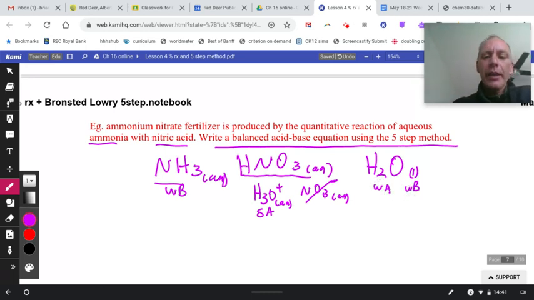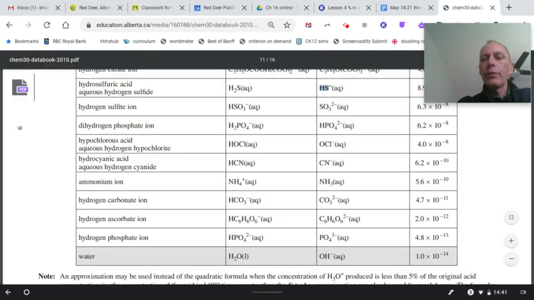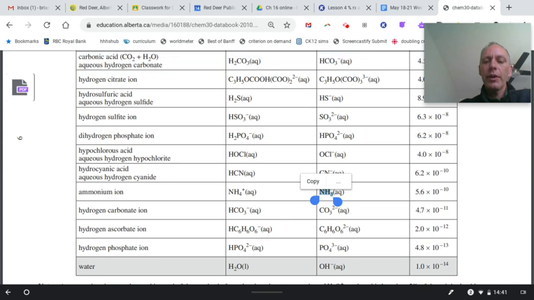So 5-step method, I've gone through and listed all entities present. I've classified them as acids or bases. Now we're going to pick the strongest acid and react it with the strongest base. So our strongest acid is a no-brainer. That's H3O plus. And our strongest base is either NH3 or water. So we go searching, strongest base. There's NH3, which is way stronger than water. So NH3 is our strongest base.